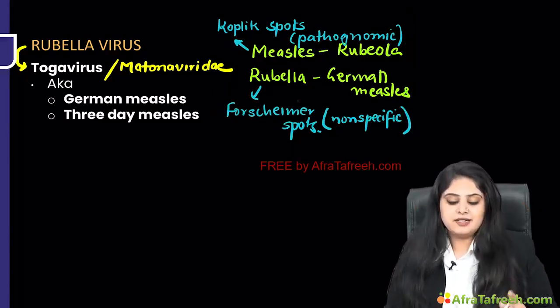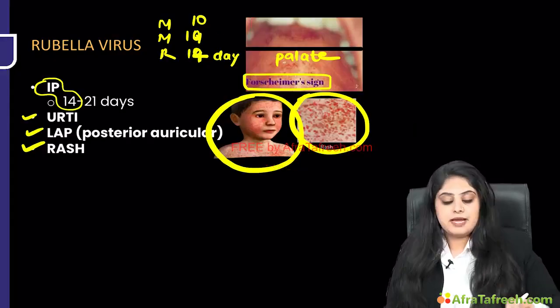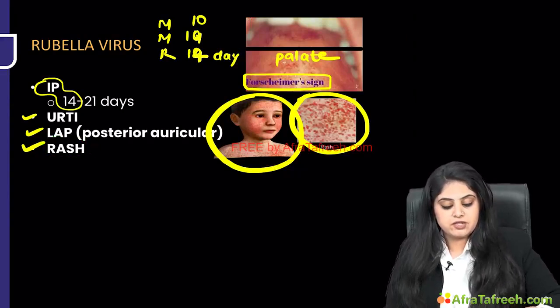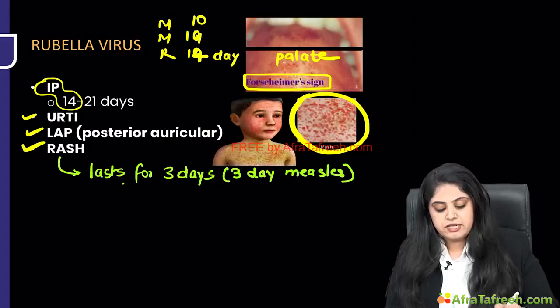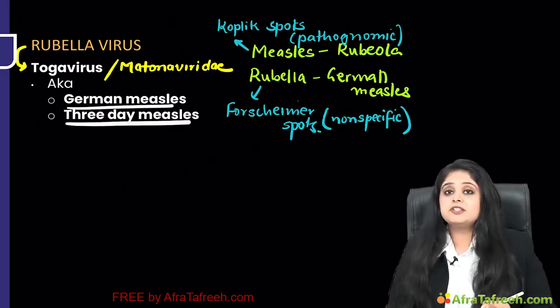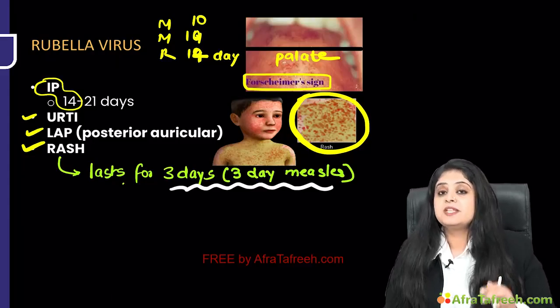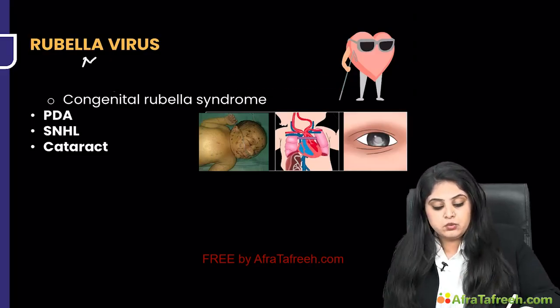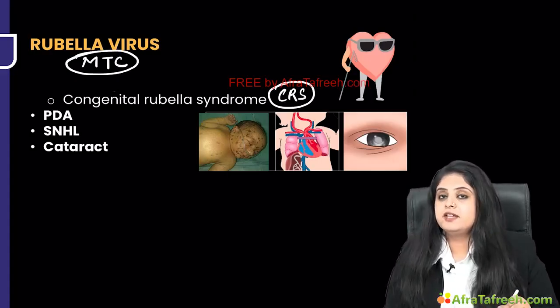If you talk about pediatrics, all this information will just pass through. What is important from pediatrics is the rash. This rash classically lasts for 3 days, and that is why we also call it 3-day measles. Did you notice in the previous slide along with German measles, I had written 3-day measles because the rash lasts for 3 days. That is a pediatrics question. Another pediatrics question is, can this go from mother to child? Yes, mother to child. Congenital rubella syndrome, CRS, is very, very important.